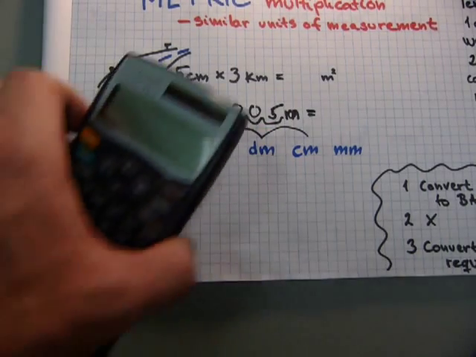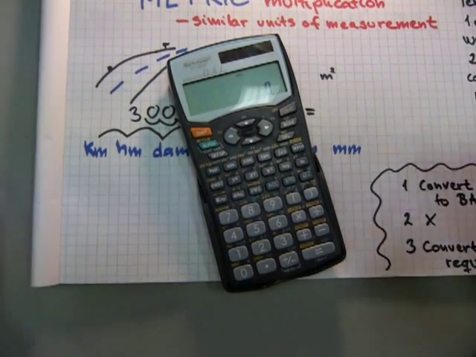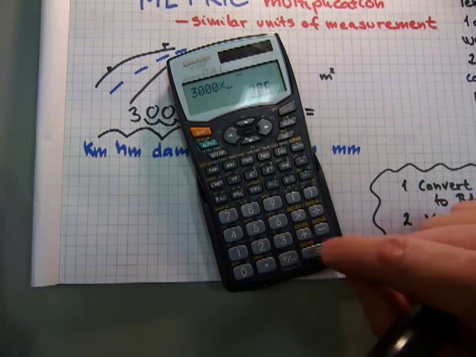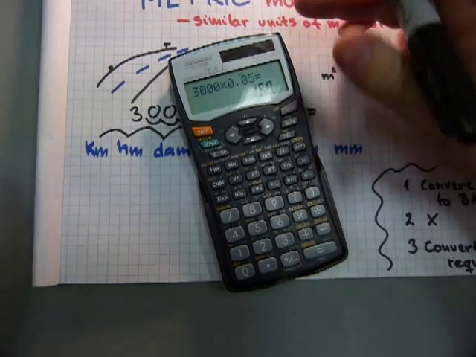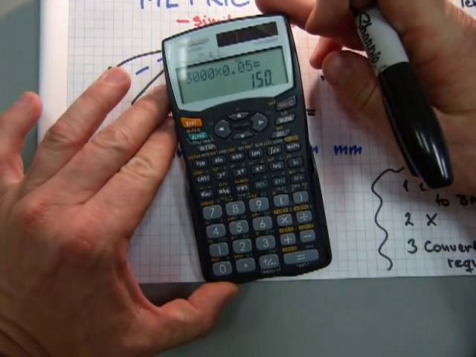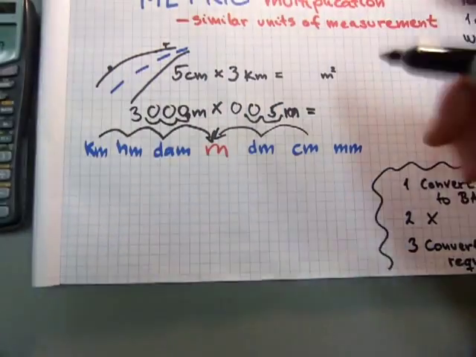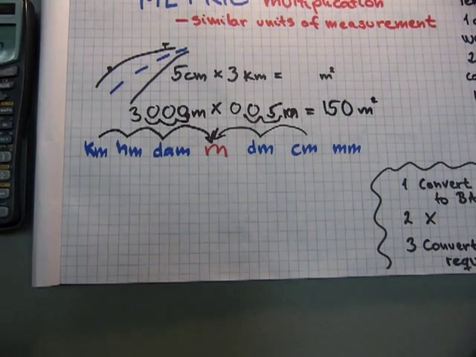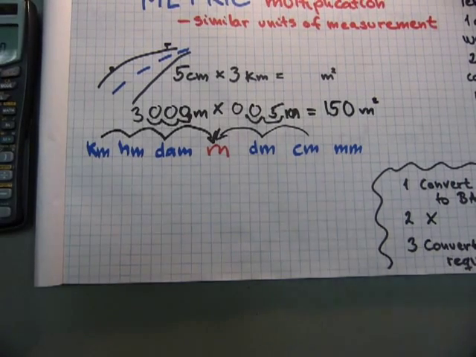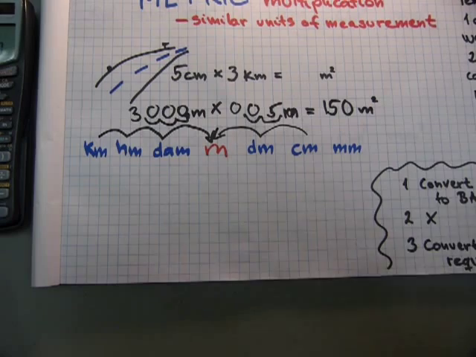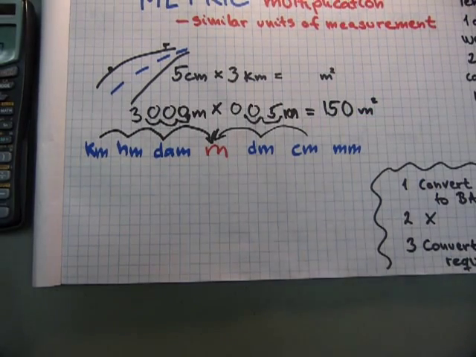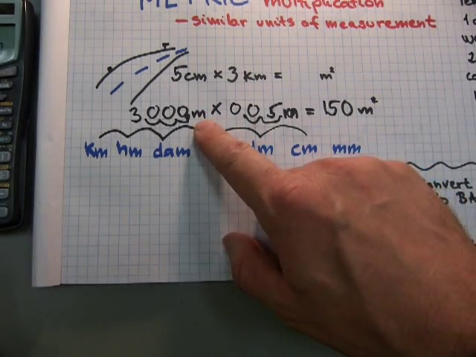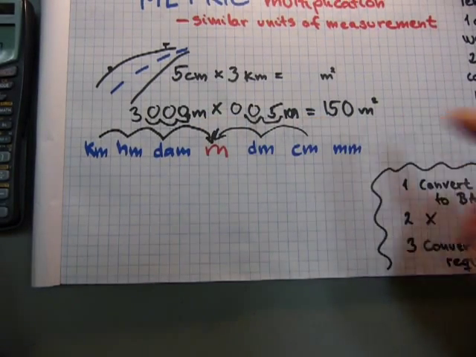3000 times 0.05. Let's do it on a calculator, just real casual here. 3000 times 0.05. 150. There, so you can better see the display. 150. So the final answer is 150 square meters. Please notice that not only the numbers needed to be multiplied, but also something happens here with the units of measurement. I multiplied meters with meters to get square meters.